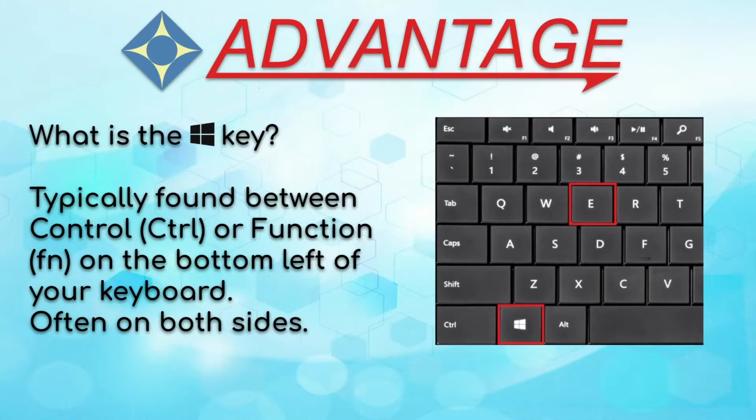What is the Windows key? It typically is found between the Control key and the Alt key, or the FN key and the Alt key, and it has the little Windows icon on it. You can use this key plus the E key, just like you would use Control G in Eclipse to start a global. You would first hit Control and then G. In order to open Windows File Explorer, you would first hit the Windows key and then E.